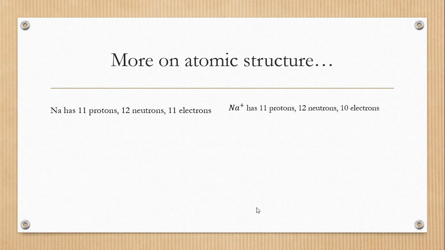Moving forward, more on atomic structure. We're still looking at a sodium ion like in the last example. We're going to compare it to just a sodium atom. It has no charge, so you'll see it has 11 protons and 11 electrons. They're balanced and there's no charge.